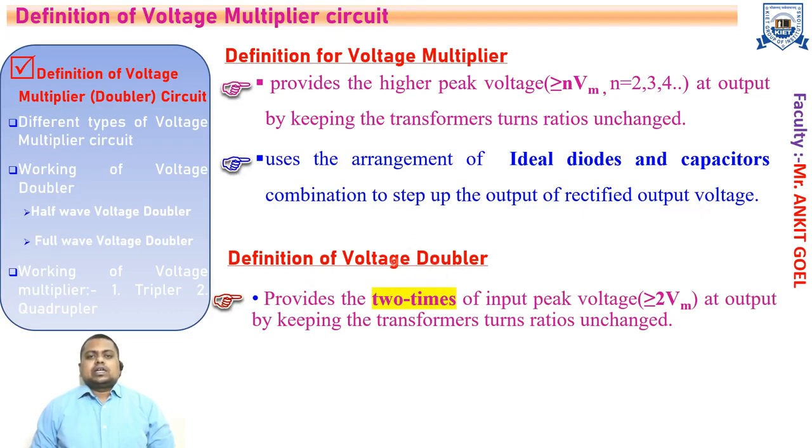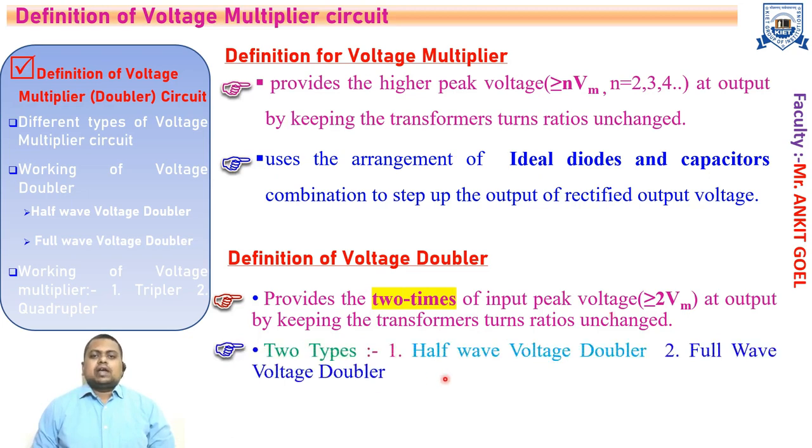So voltage doubler is a circuit which provides 2 times the input peak voltage at the output, keeping the transformer turns ratio unchanged. Basically, there are two types of voltage doubler we have. One is half wave voltage doubler and another is a full wave voltage doubler.